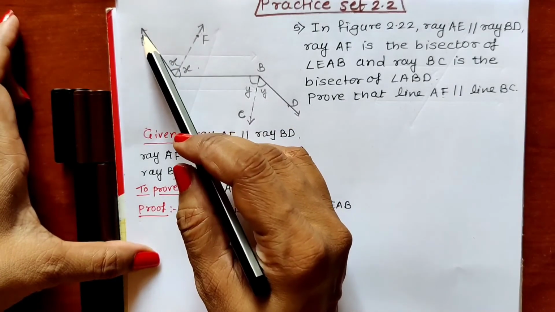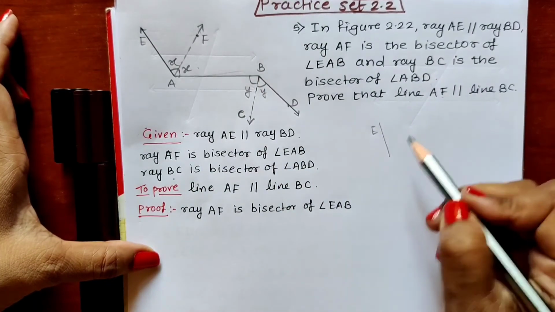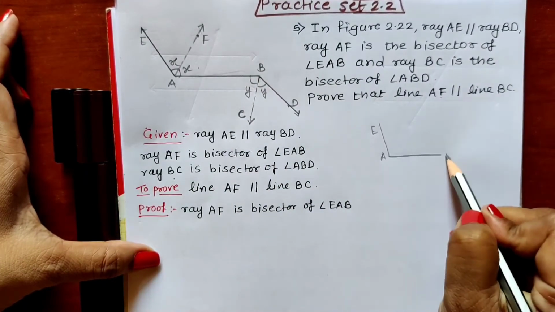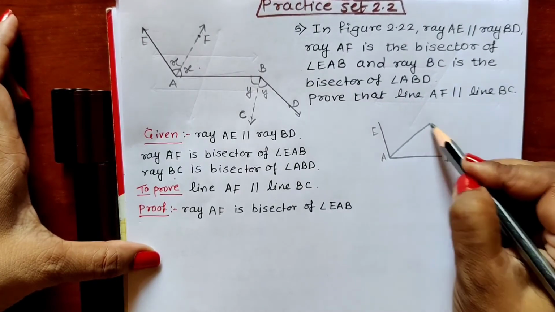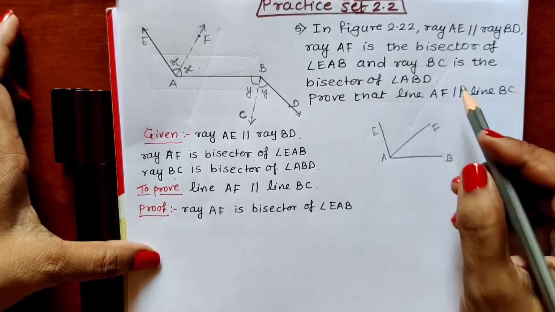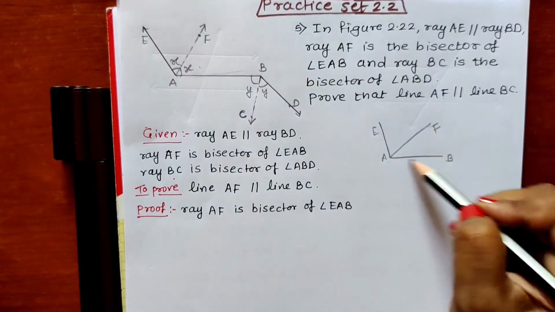Can you watch this angle EAB properly? This is angle EAB, and ray AF is the bisector. Bisector means what? Due to this ray, this angle is divided into two equal angles.